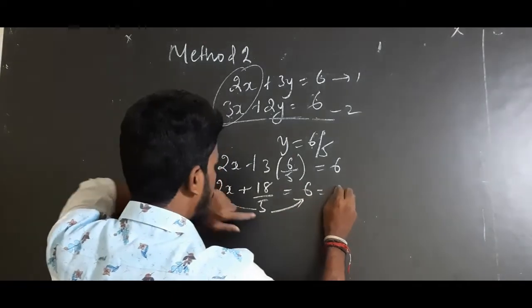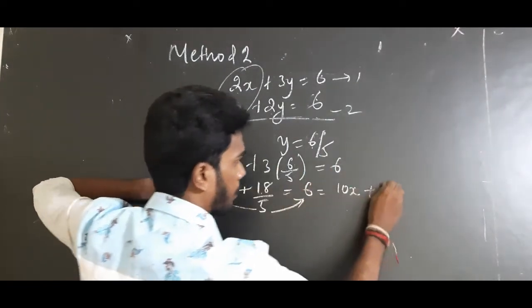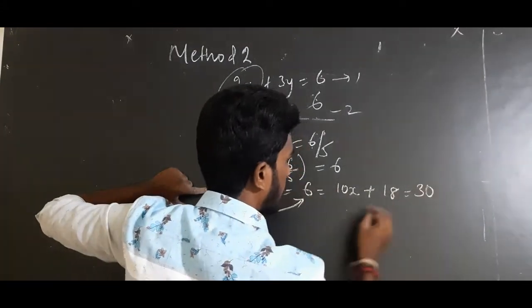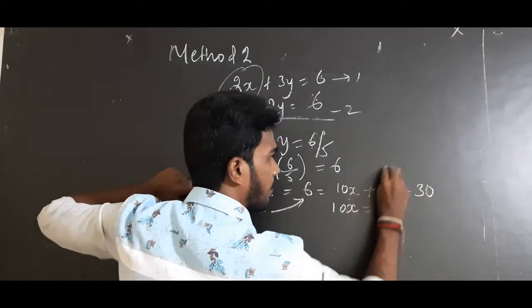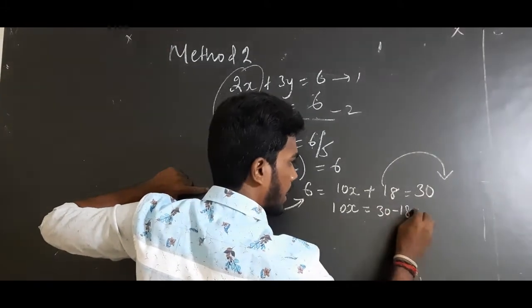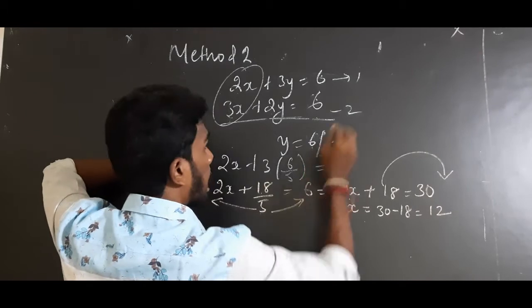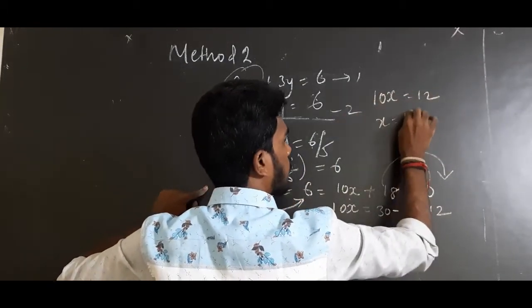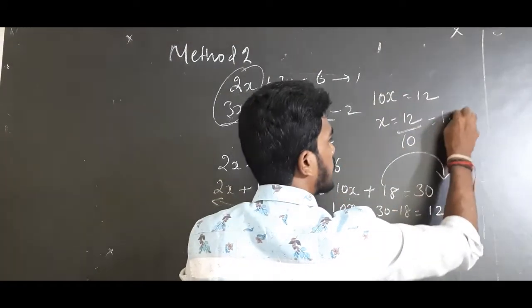So 2x into 5 will turn it as 10x. This 18 will remain same. And this 5 is also multiplied with RHS, that is equal to 30. So I need x value. So I am keeping this 10x here. 18 will be moving that side. So I get 30 minus 18. That gives me a value of 12. So 10x is equal to 12 and x is equal to 12 divided by 10. Then you will get 1.2.